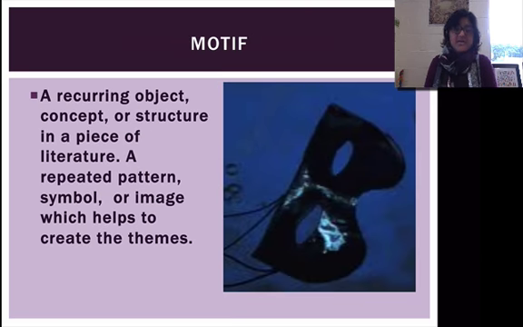The next term is a drama term, which is motif, which is a recurring object, concept, or structure in a piece of literature. So a repeated symbol or image which helps to develop the themes or the messages or the lessons or the social commentary. So you'll look for recurring motifs in the play to help you figure out what lesson Shakespeare was trying to teach us in this tragedy.